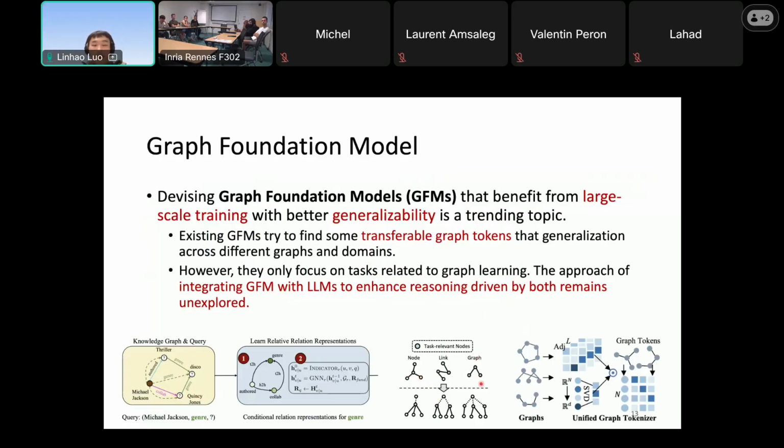However, existing attempts at developing a graph foundation model only focus on tasks related to graph learning, such as node classification or link prediction. The approach of integrating a graph foundation model with a large language model, to enhance its reasoning or to utilize it for graph RAG, has not been explored by existing studies. That is why we need to design a graph foundation model that can help the LLM and also improve performance under retrieval augmented generation.